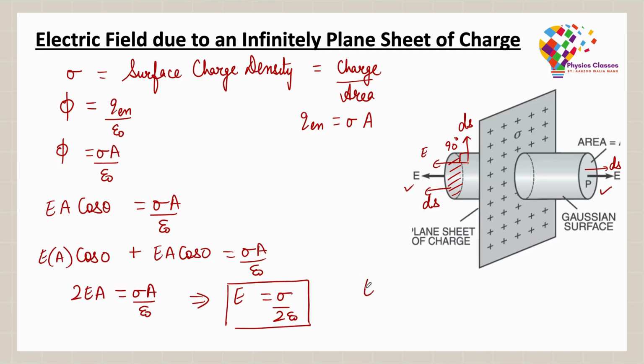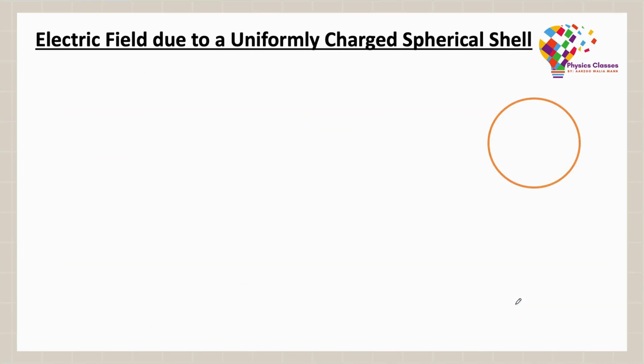Important thing for you to notice here is that your electric field is independent of the distance, shape, size. Now we move on to our last application, that is the electric field due to a uniformly charged spherical shell. So let's say that I have this spherical shell of radius capital R and it has a charge plus Q on its surface. Now for the electric field due to a uniformly charged spherical shell, we will have three different situations to talk about. So let's talk about the first one.